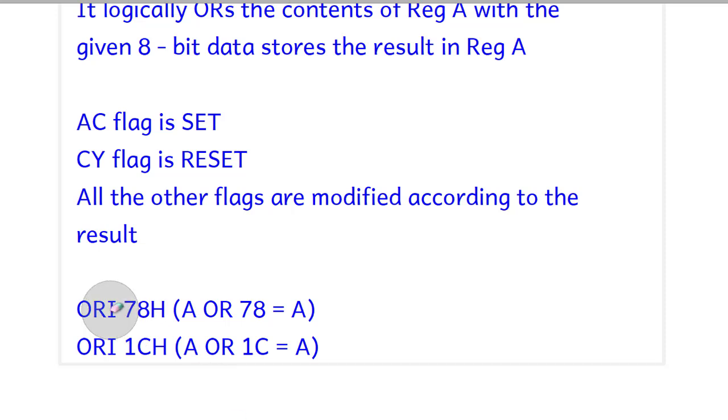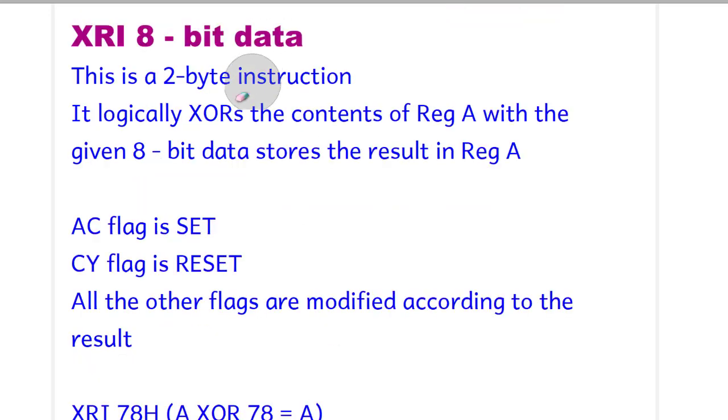Now the examples are given. ORI 78 will logically OR the contents of A with 78 and the result gets stored in A. Similarly ORI 1C, which is that particular value we saw in the previous example. Then similarly we have XRI 8-bit, which is XOR immediate. Now this is a 2-byte instruction.